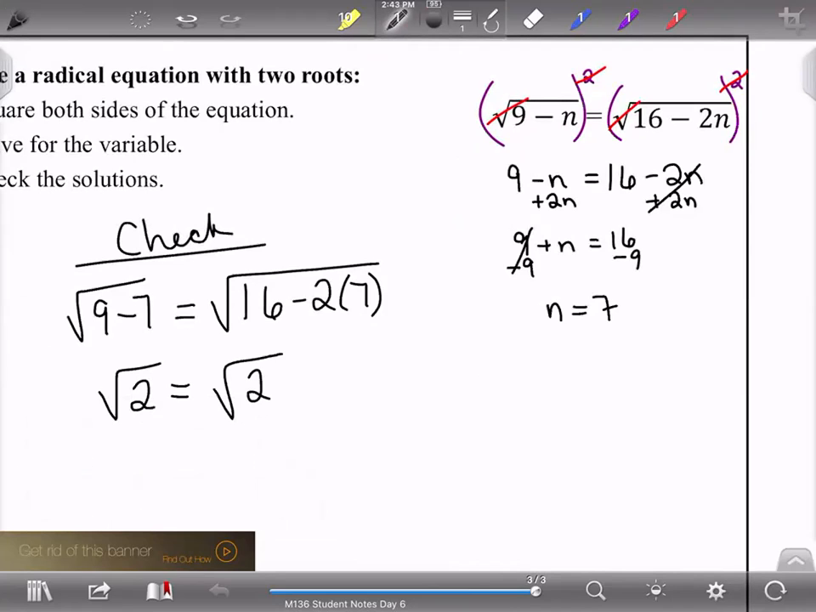So now we have the square root of 2 equals the square root of 2. Well, the square root of 2 does equal the square root of 2. So n equals 7 is a solution.